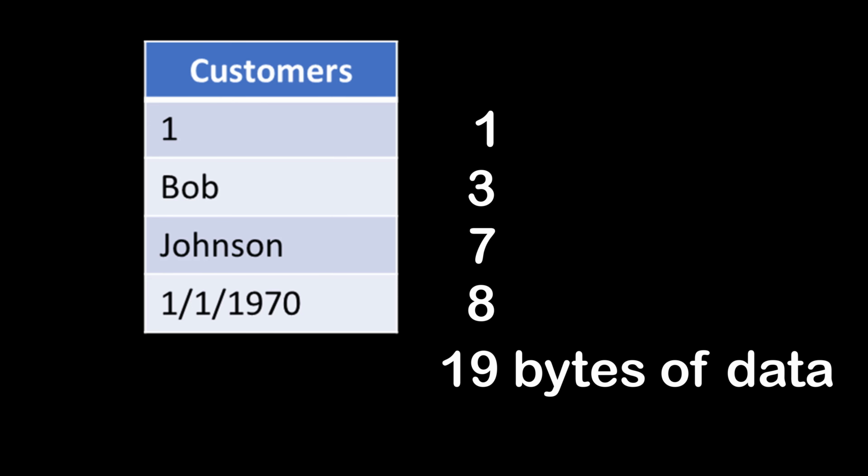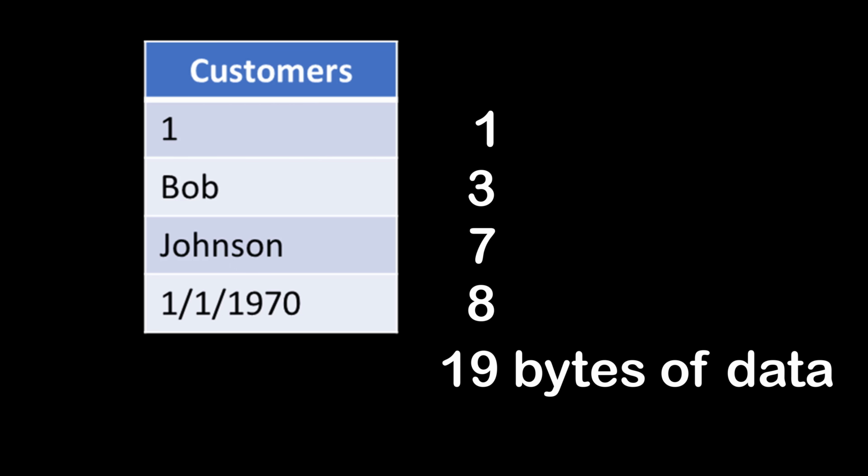If we look at Bob Johnson's row in the customer table, we can see that the customer ID takes up 1 character or byte of data. The first name, 3 bytes. The last name, 7 bytes. And the date of birth, 8 bytes. Add that up, and we get a customer row with 19 bytes of data in it.